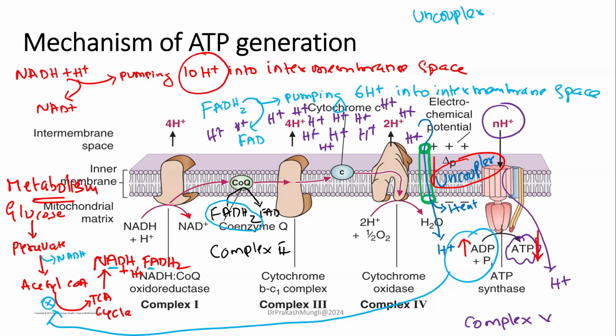Uncouplers increase temperature, increase BMR, basal metabolic rate, increase oxygen consumption, and thereby increase respiratory rate. I'll write it as RR, but you write it as respiratory rate. Don't write RR, because later you may wonder what RR is, right? Respiratory rate. There is an increase in respiratory rate.